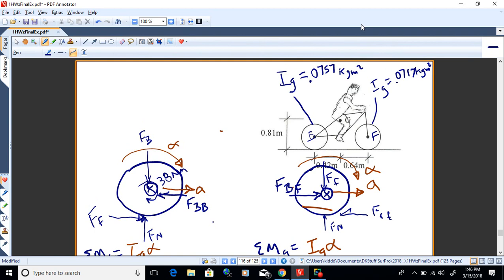Two equations and three powers. Yes, and so you need a third equation that makes this all work.